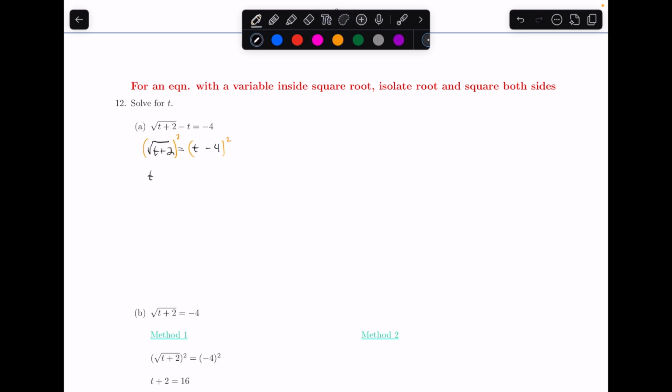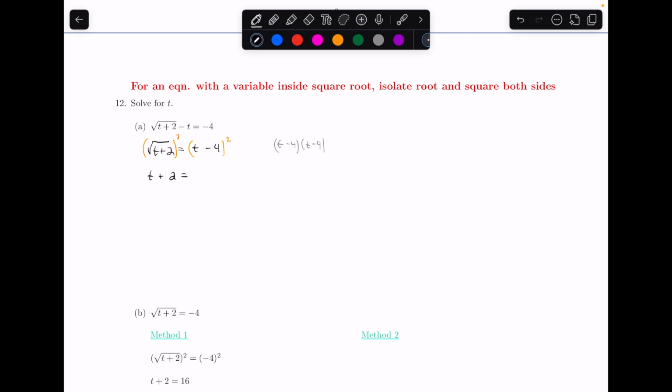So I'll get t plus 2. And on the right-hand side, to do t minus 4 squared, remember, if I'm subtracting or adding terms, I'm not allowed to just distribute the power. What I have to do is write this as t minus 4 times t minus 4, and then FOIL this out.